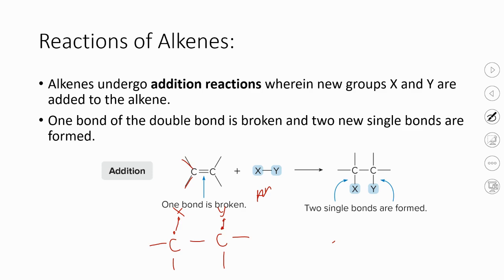So we're just adding something across the double bond. That's why it's called an addition reaction. So we're breaking 2 single bonds. We're breaking this bond here, and we're breaking this bond here. And then we're adding 2 new single bonds. So this is now bonded to a carbon. This is now bonded to a carbon instead of each other.